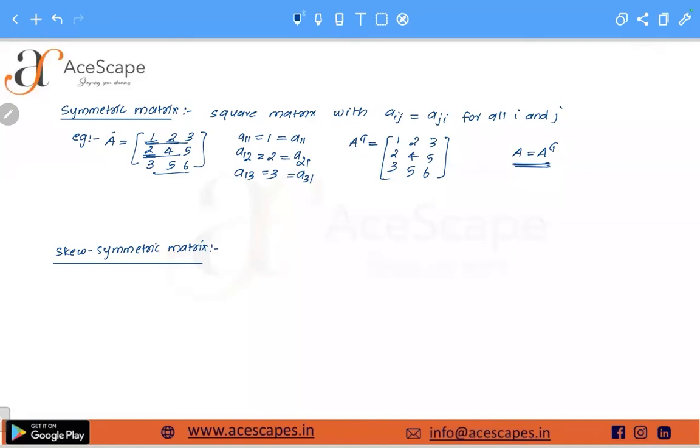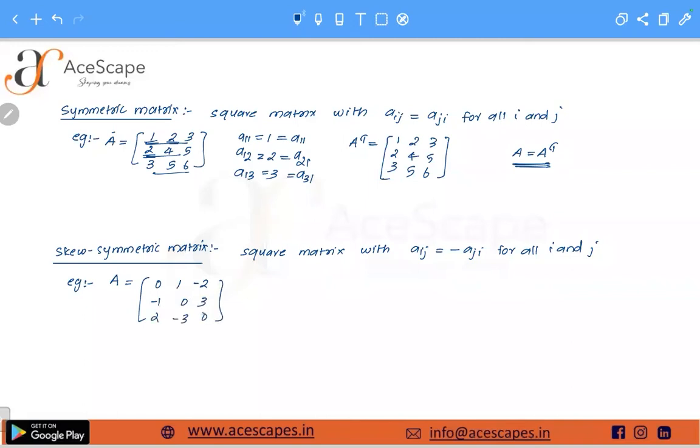Another type of matrix is the skew symmetric matrix, which is a square matrix with Aij equal to minus Aji for all i and j. For example, if I am writing a matrix A equal to 0, 1, minus 2, minus 1, 0, 3, 2, minus 3, 0. Okay, here what is A11? A11 is equal to 0, right? Which is equal to minus of A11 because negative of 0 is 0 itself.